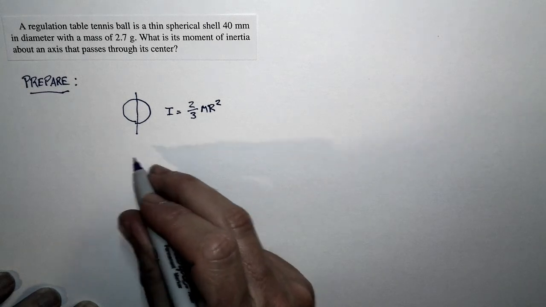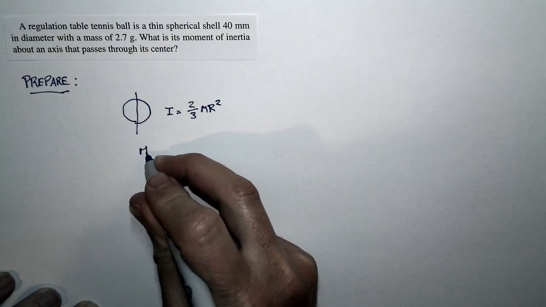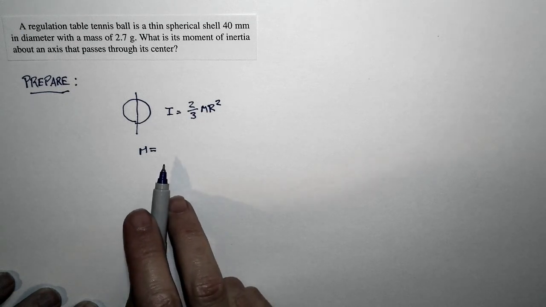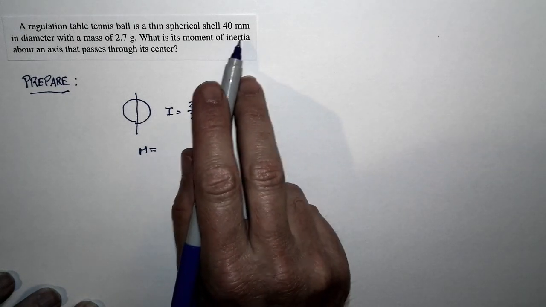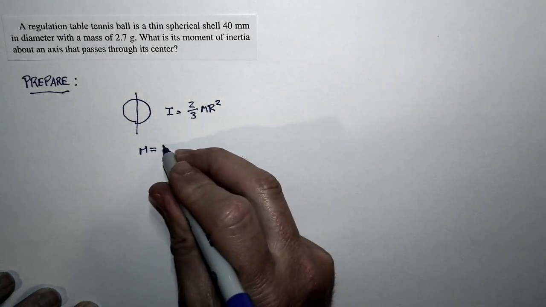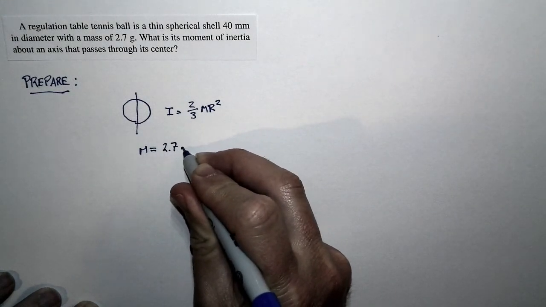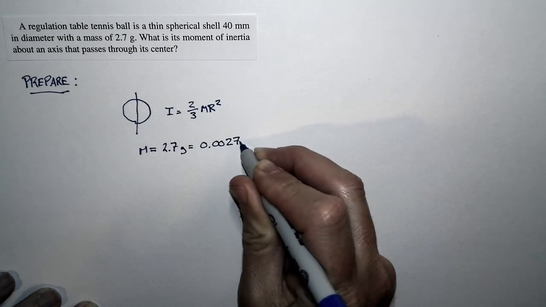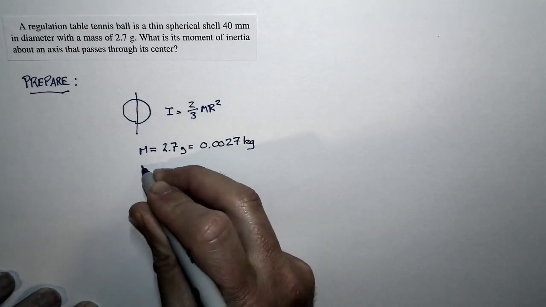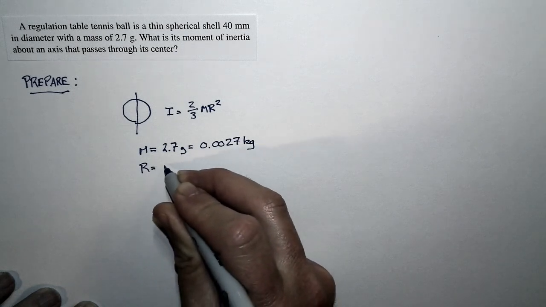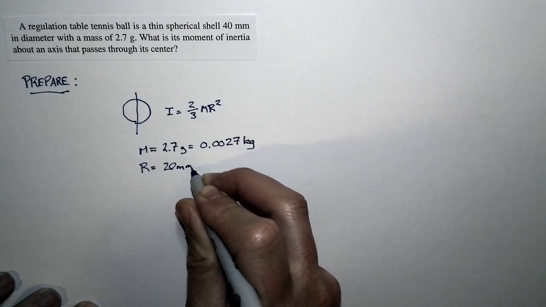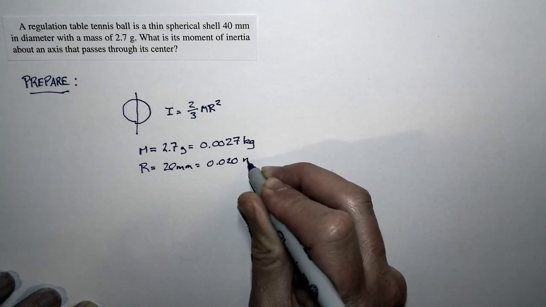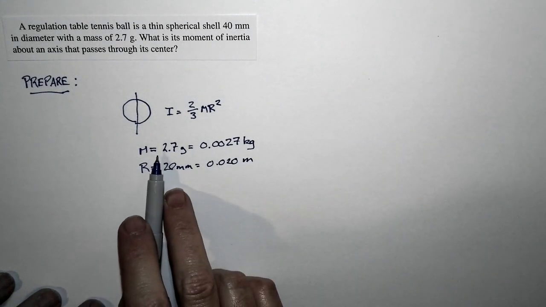To be able to do the calculation, the only thing we have to do is take the mass and the radius and put them in the usual units that we need to use for problems like this. Not millimeters, but meters, not grams, but kilograms. The mass is 2.7 grams. Rewriting that as kilograms, that's 0.0027 kilograms. The radius, that's 1/2 the diameter, is 20 millimeters, but putting that in meters, that's 0.020 meters. We have the radius and the mass in the correct units.